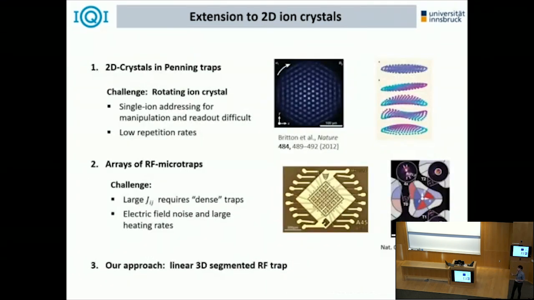So there are these great Penning trap experiments from NIST, from John Bollinger's group, also Mike Biercuk in Australia. But the challenge there is, let's say you have a Penning trap and you can accommodate a few hundred ions, but these crystals rotate at a very high speed, about 30 to 40 kilohertz, depending on the parameters.